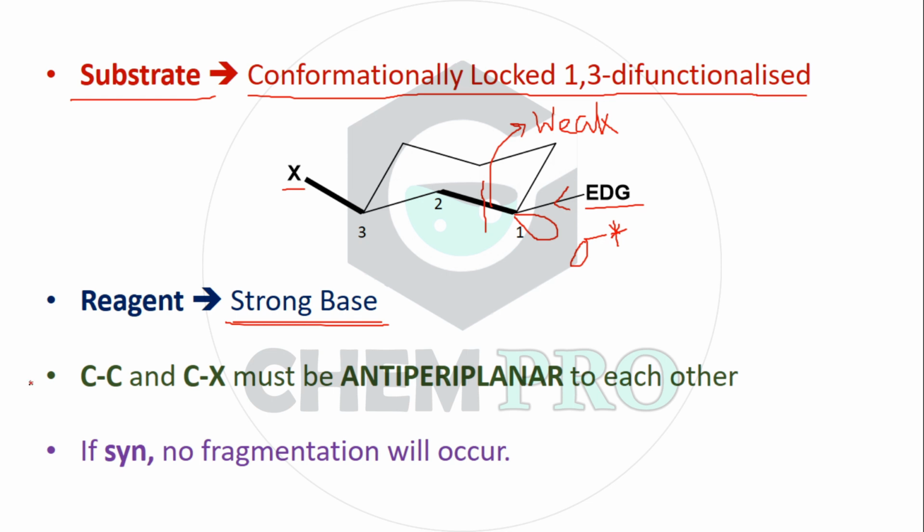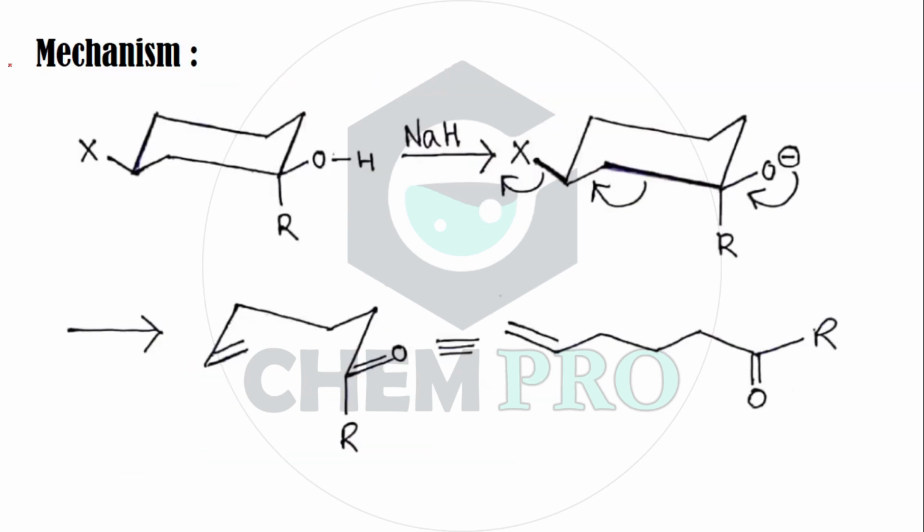Now the important point is that the C-C bond and the C-X bond must be anti-periplanar to each other. If these bonds are not anti-periplanar, that is, if they are in syn position, then no fragmentation will occur. So let's check the mechanism first.